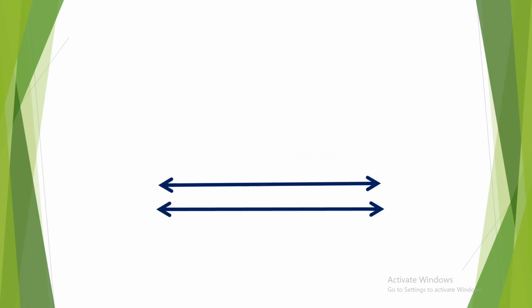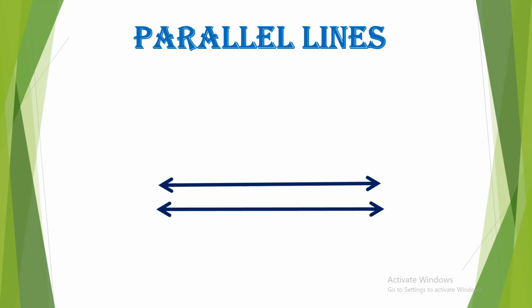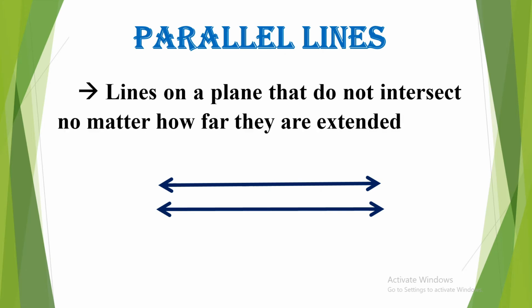Next, we have here two lines. What do you think is the relationship of these two lines? Okay, they are parallel lines. By definition, these are lines on a plane that do not intersect no matter how far they are extended. So even if we extend these two parallel lines on either side or both sides, they will never meet.